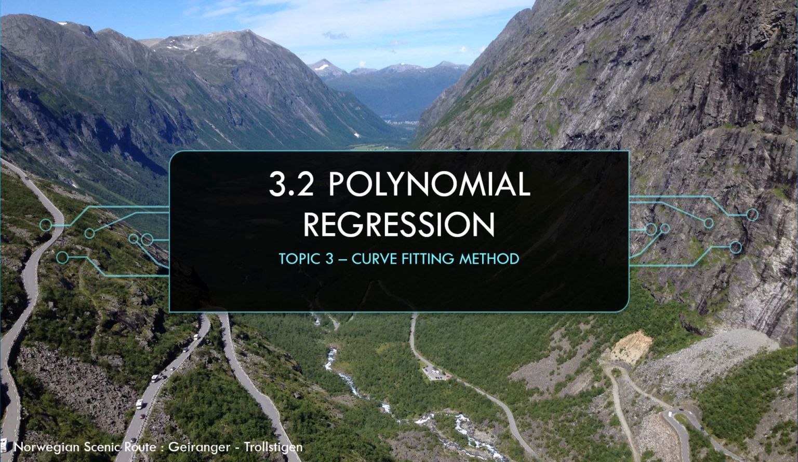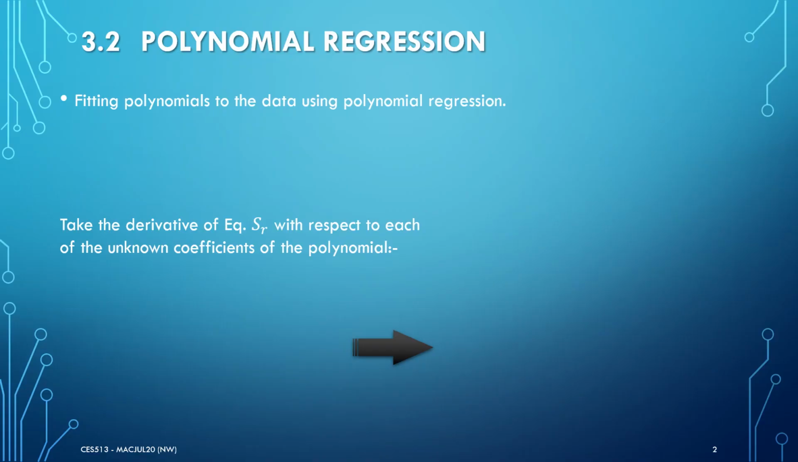Hello, hi everyone. So now we continue with the second subtopic for the curve fitting method, which is polynomial regression. Some engineering data is poorly represented by a straight line. So for this type of case, a curve would be better to fit this data. One method is by using transformation, as discussed previously. Another alternative is to fit polynomials to the data using polynomial regression, which is this subtopic.